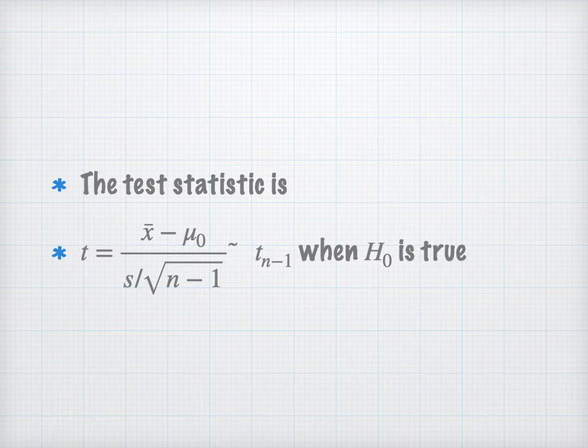So as always, in case of the normal test or Z test, we were using the normal table to take a decision. Now we are going to take a decision based on the t table, Student's t table.